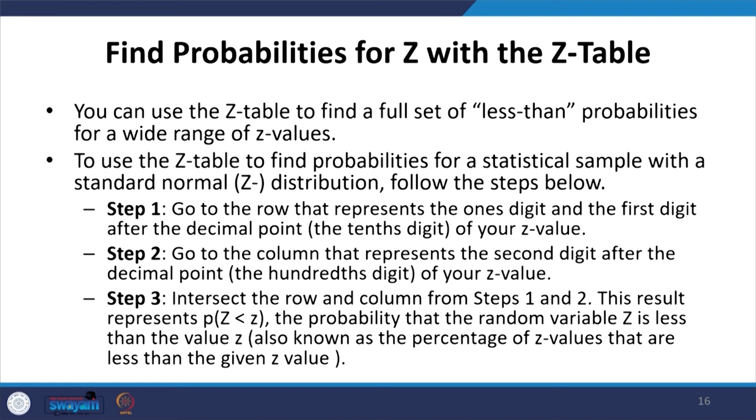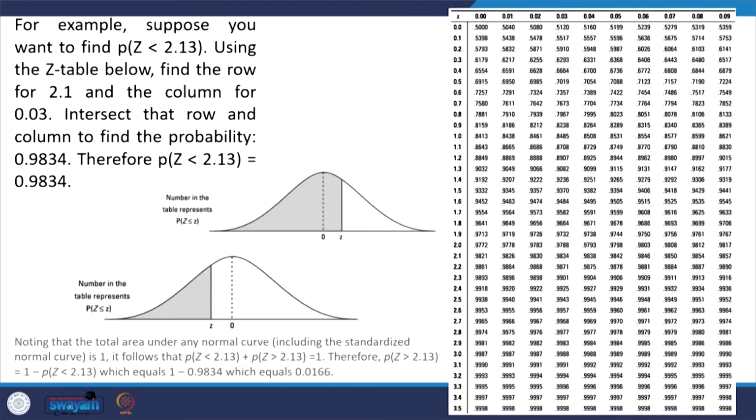I will show it to you by example. Then we go to the column that represents the second digit after the decimal point of your Z value. Third step is to intersect the row and column from steps one and two. This result represents the probability of that Z value with that limit. I am just going to show it here. On this table, the one-sample Z table, the positive side is given, with Z values higher than 0.